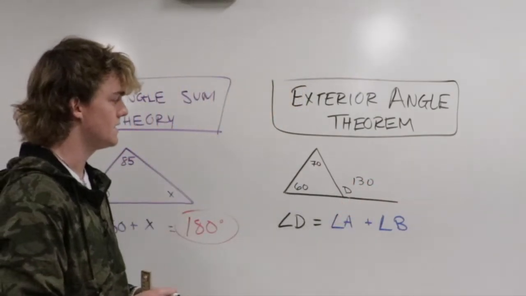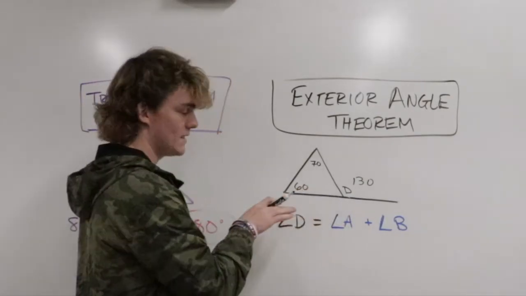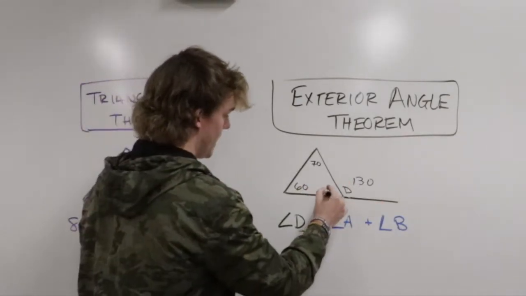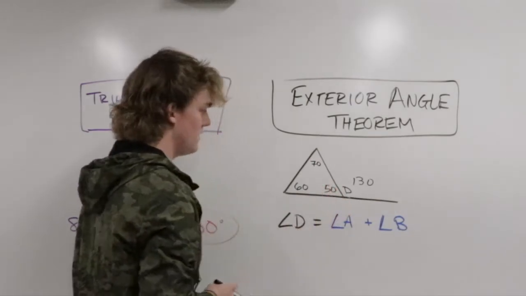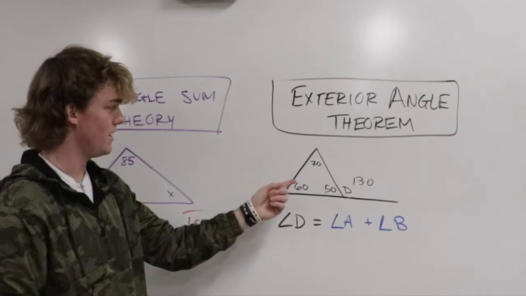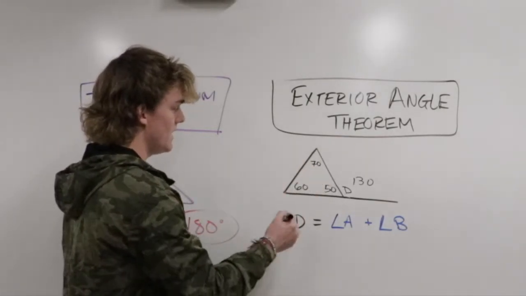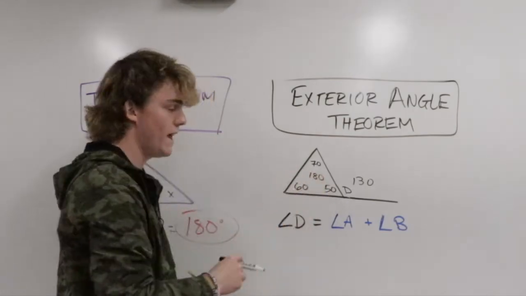Now let's just extend this and think back to what we know about angles. These two angles here, because they make a straight line, they're supplementary angles. So we know that this has to be 50. And now check this out. The triangle sum theorem applies to this as well. 60 plus 50 plus 70 is indeed 180.